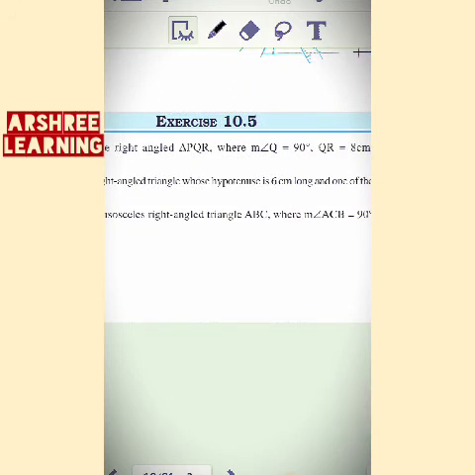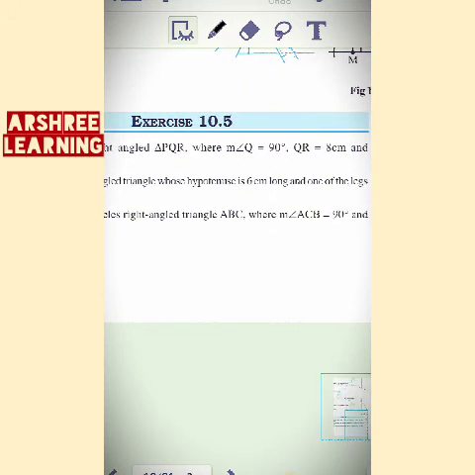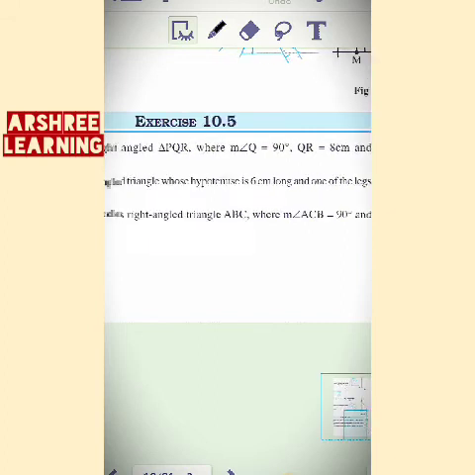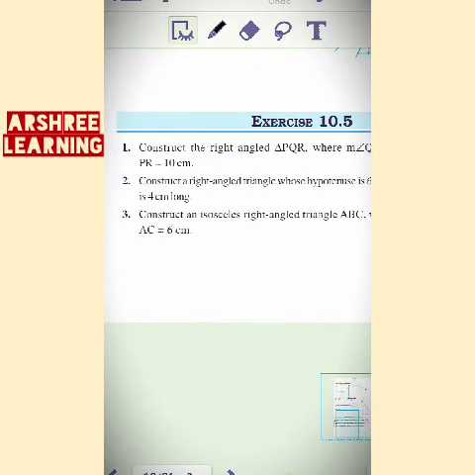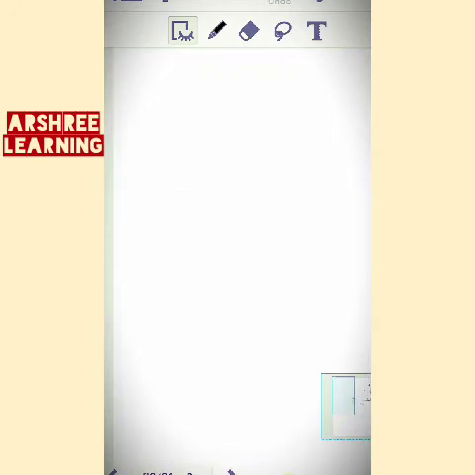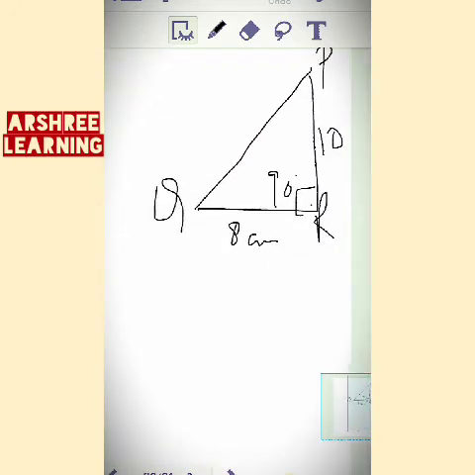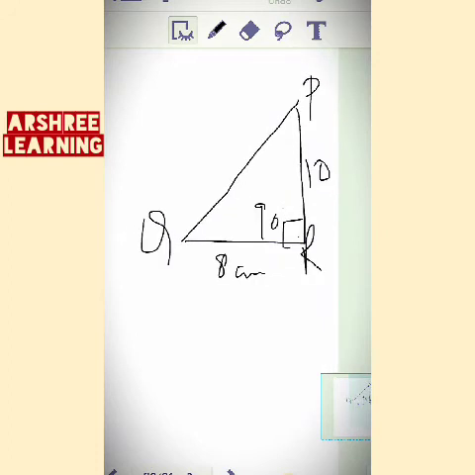So it is a right angle triangle, so one angle has to be 90. Angle Q is given 90, QR is given 8, and PR is given 10. So let's come to the rough figure. The rough figure I have drawn here. This is your rough figure, triangle PQR. So first we have to make the triangle. A rough figure. Angle R is 90, PR is 10, and QR is equal to 8.